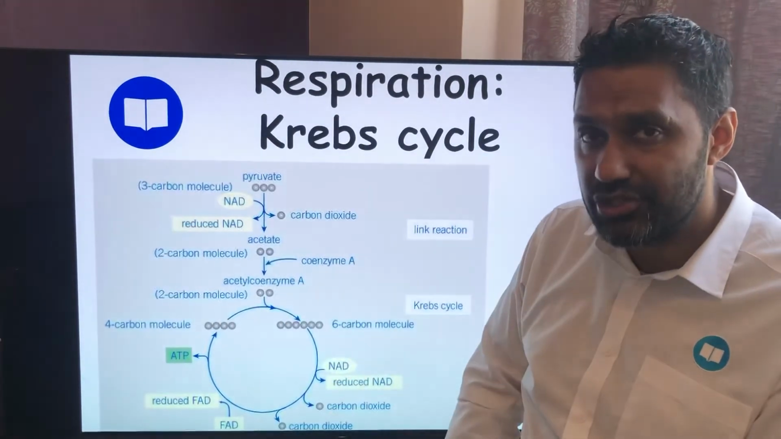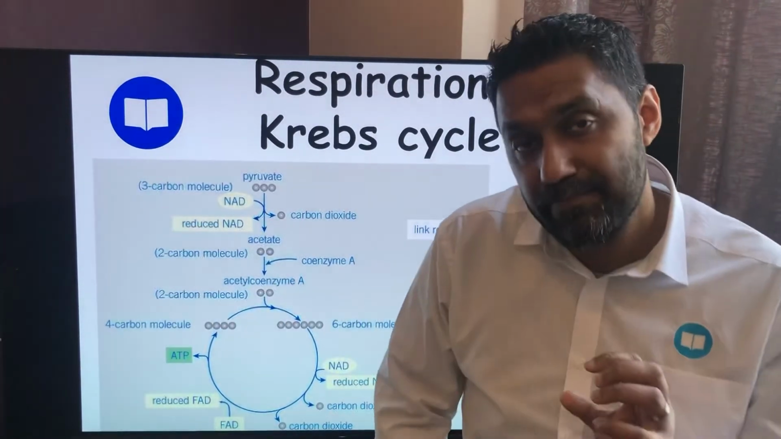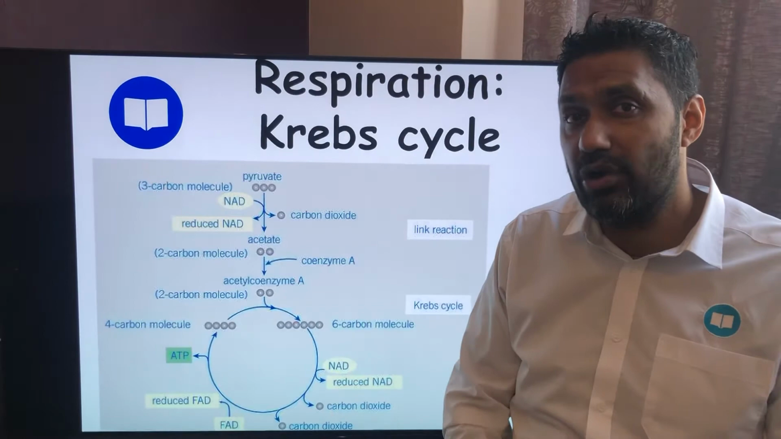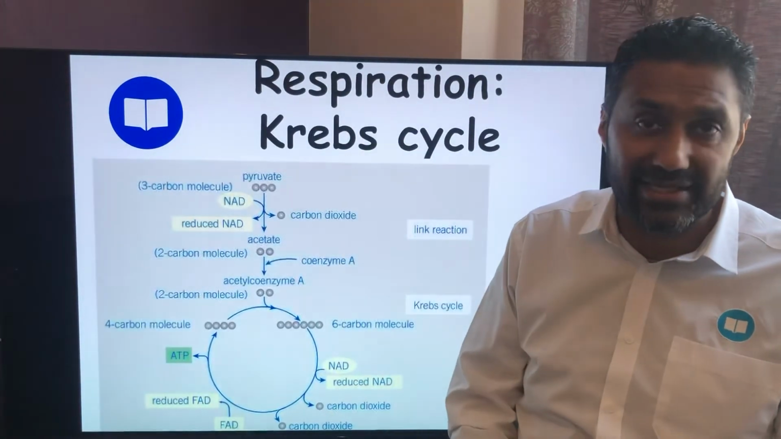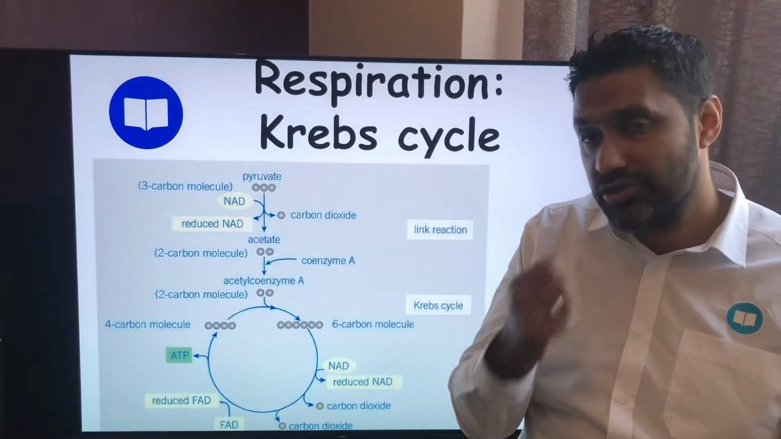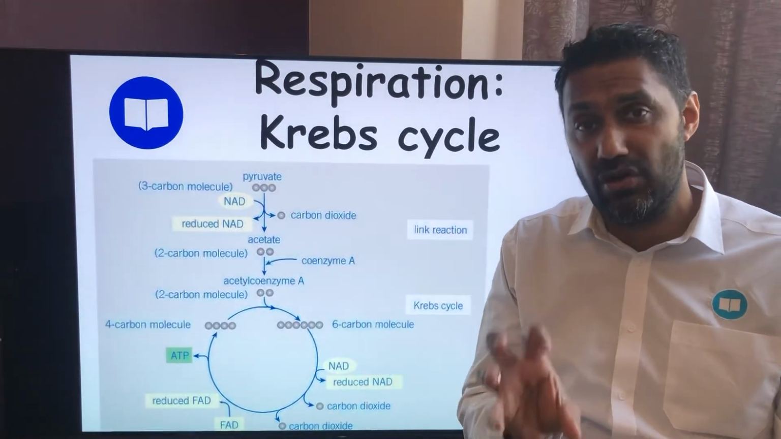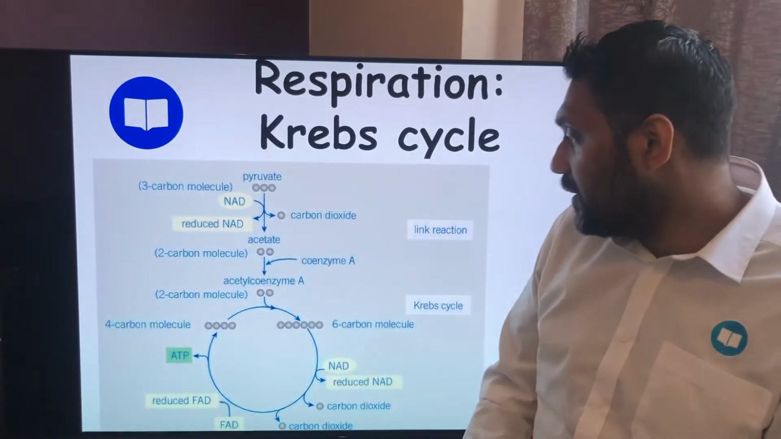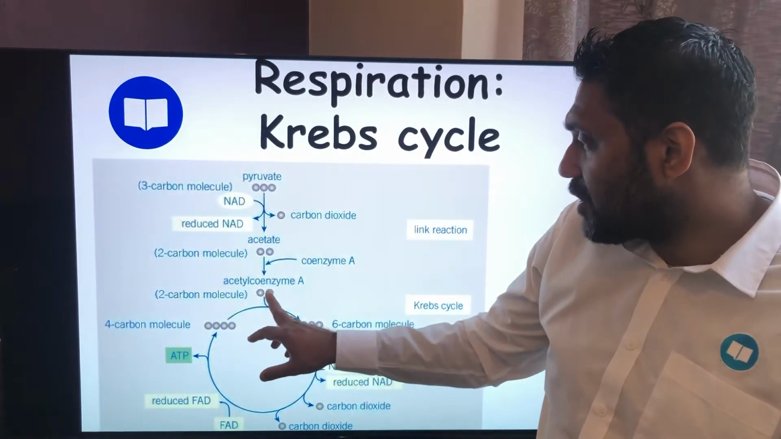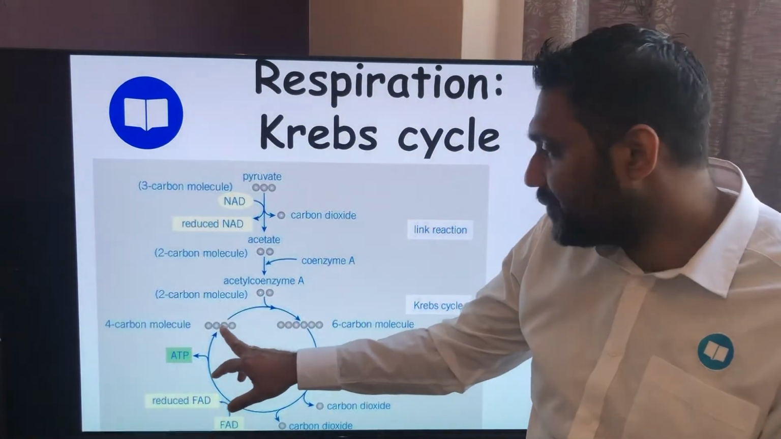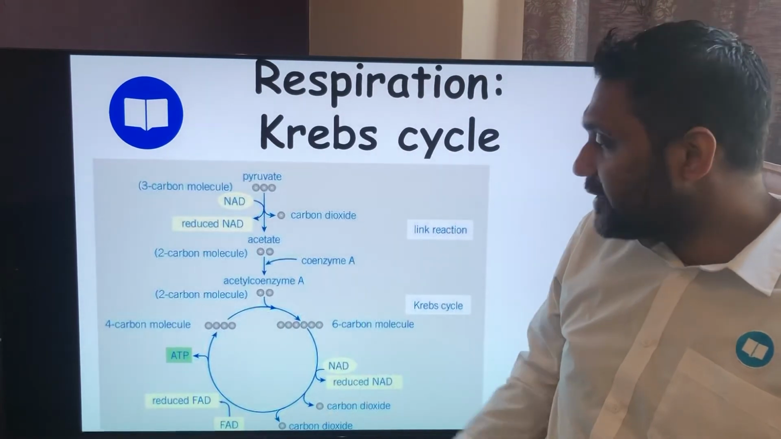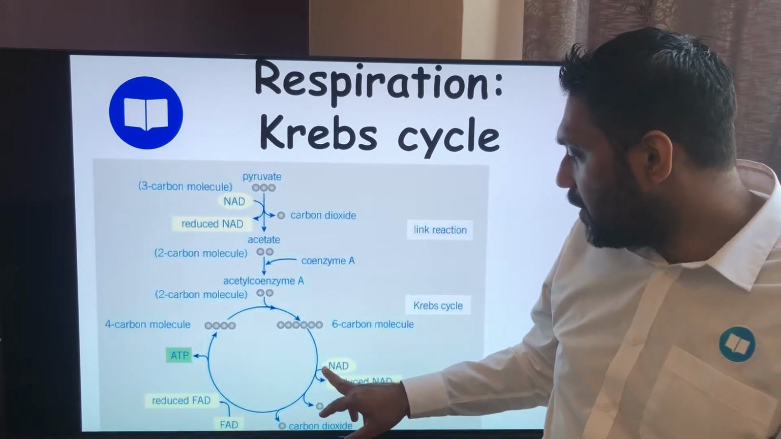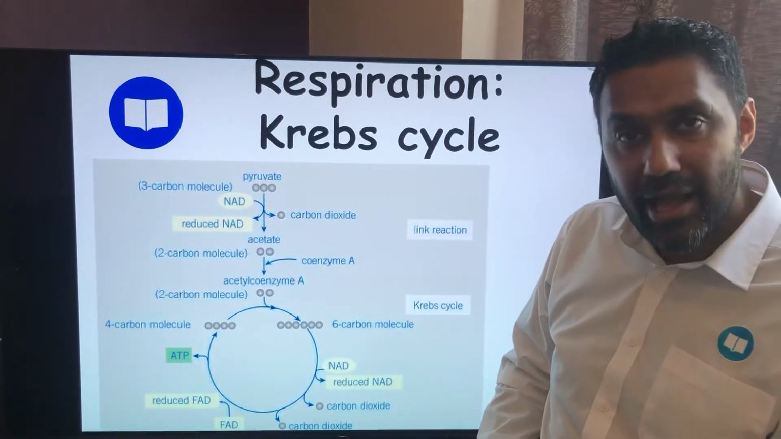Now for the AQA syllabus, you don't need to know the name of this 4-carbon compound. You can just call it a 4-carbon compound. However, if you do other exam boards, for instance Edexcel or OCR, I think you need to know the actual names of these compounds going around here. But for AQA, 4-carbon compound is fine. So the acetyl coenzyme A, the 2-carbon, will join onto this 4-carbon. You'll end up with a 6-carbon molecule. This 6-carbon molecule will now lose more hydrogen atoms.